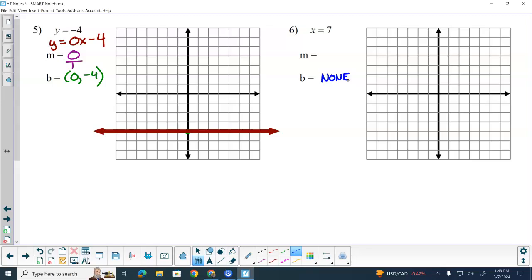Gibson, give me a point that is on this line. One is not a point. Coordinates. We need an x value and a y value. 1 and 1 is not on the line. You know why? Because x is equal to 7. Well, let me label these for you. X and y. Try another point. Here's x. Where's 7? Here's 0.